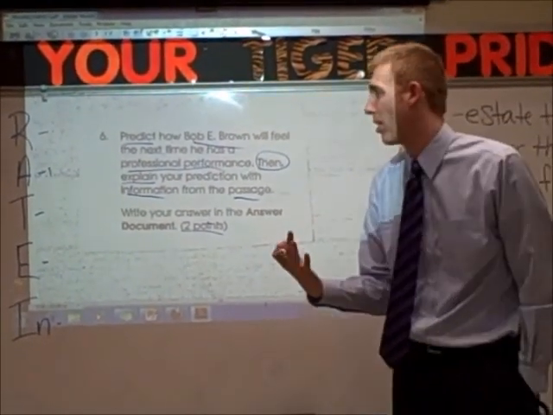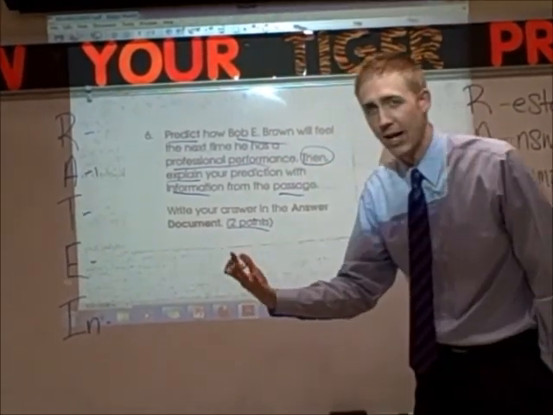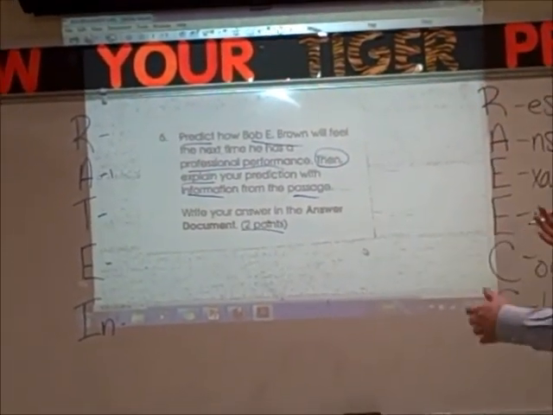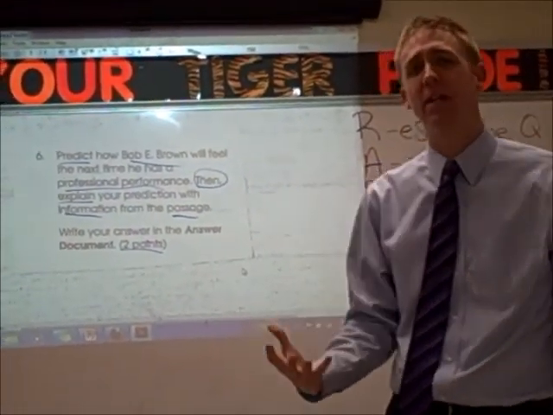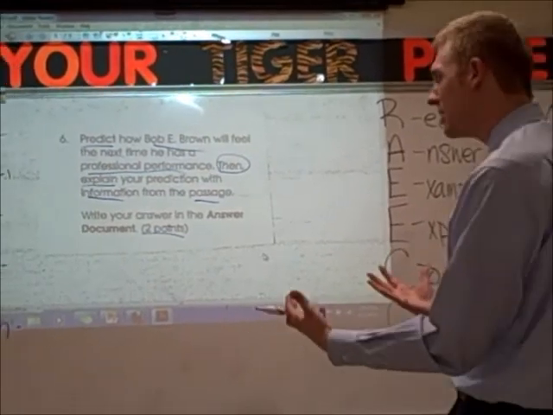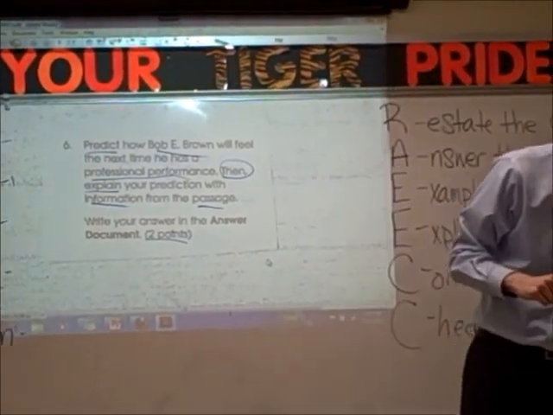So when we go to restate our question, Bobby Brown will feel this way the next time he has a professional performance. When I explain my prediction with information, this is because, or he will feel this way because, match with that because with that word explain.